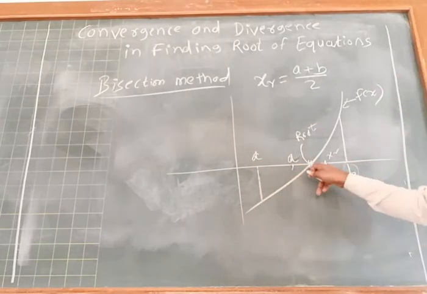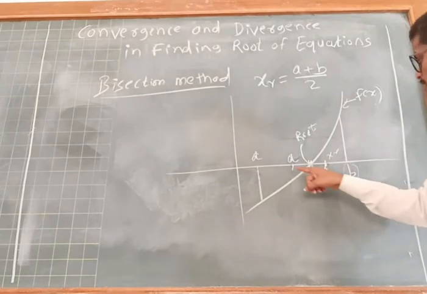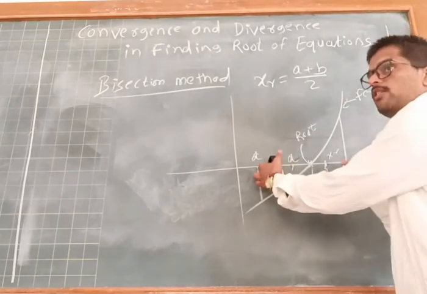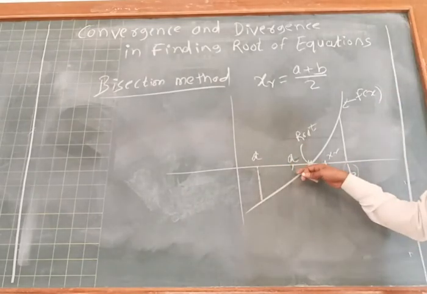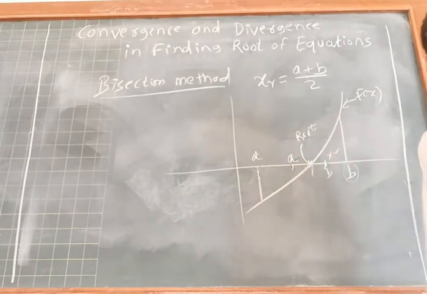So this is called convergence. Are you getting? Now here, by using these initial cases, you are going towards the actual root. So this is called the convergence case.